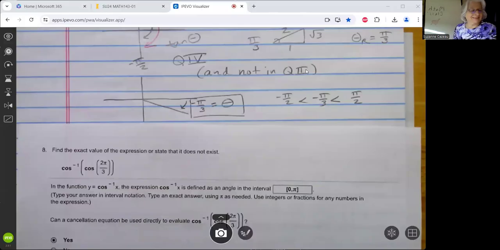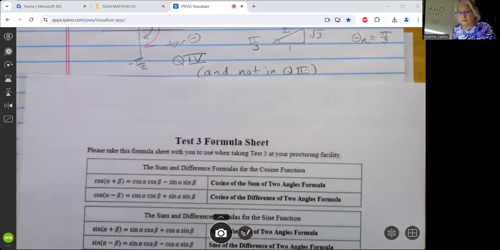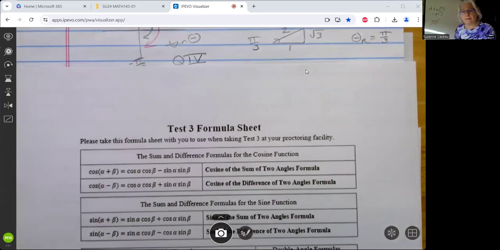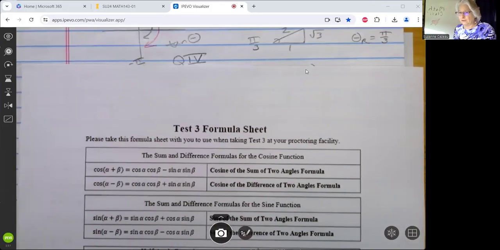Hi, I'm back. Anyway, don't forget your formula sheet when you go to take test 3.